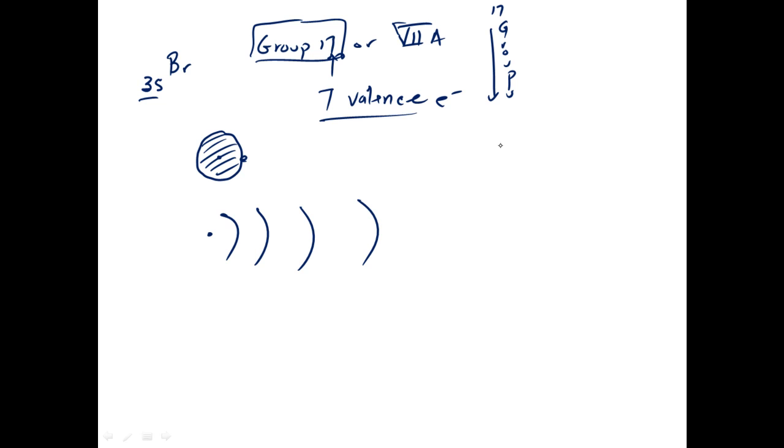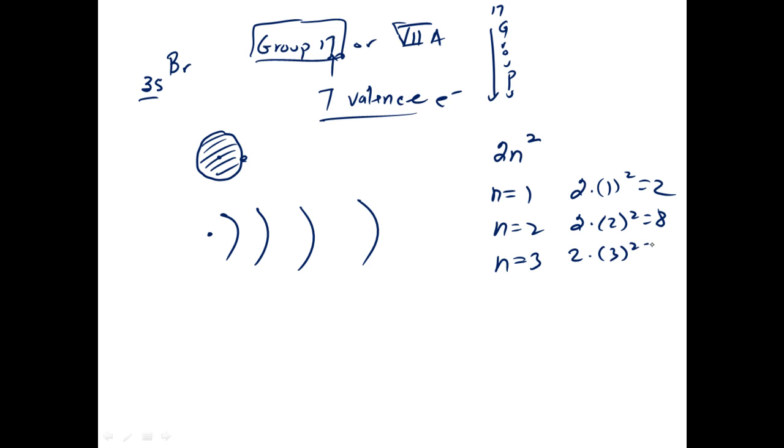Well, the maximum number of electrons that can be held in any particular shell is this mathematical calculation, 2n squared, where n represents the shell. So the first shell, n equals 1, we get 2 times 1 squared, and that's 2. N equals 2, we get 2 times 2 squared, that's 8. N equals 3, we get 2 times 3 squared, and that's 18. And n equals 4, we get 2 times 4 squared, which is equal to 32. Now that's the maximum number of electrons that can be held by any shell.